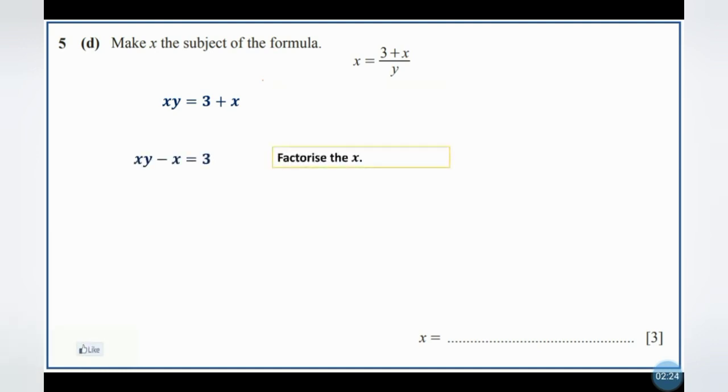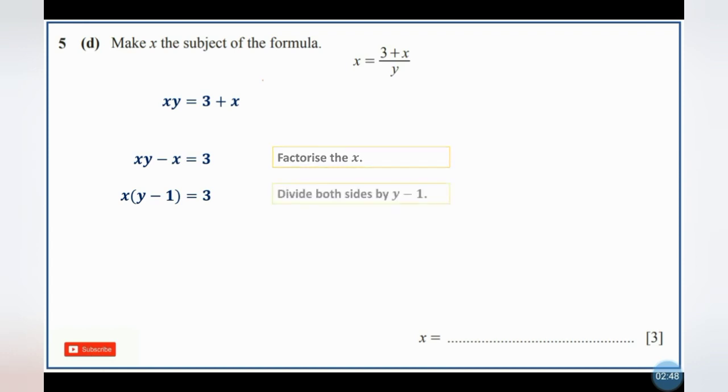Then, factorize the x. Why do I need to factorize the x? I need to make that x just one quantity. So I'll have x bracket y minus 1. Why is it y minus 1? Because xy divided by x is y, and negative x divided by x is negative 1. That is equal to 3.